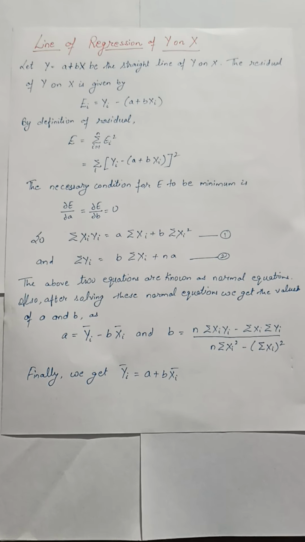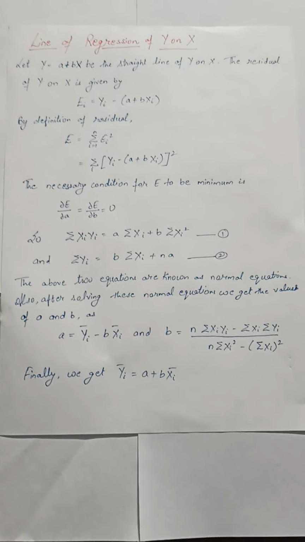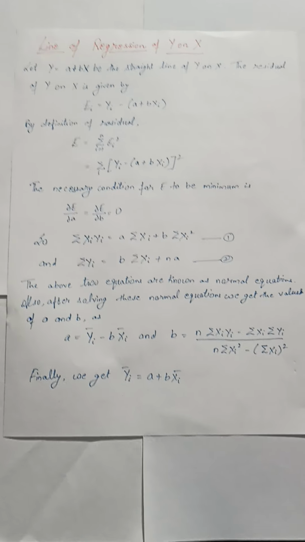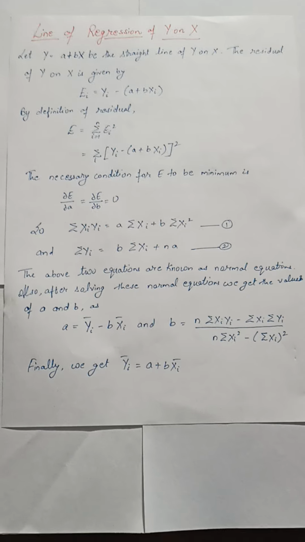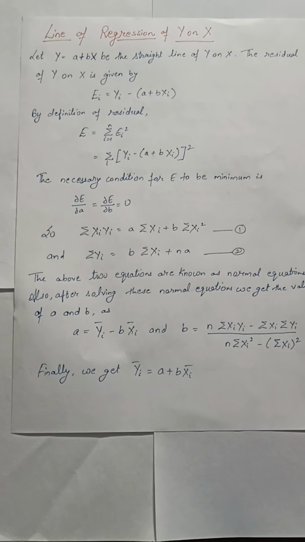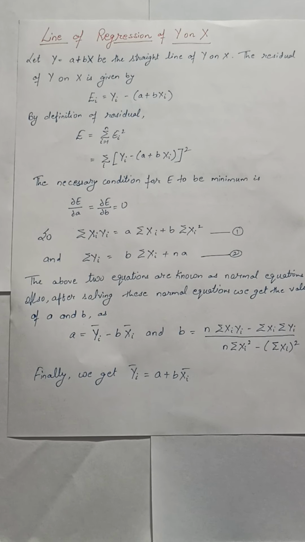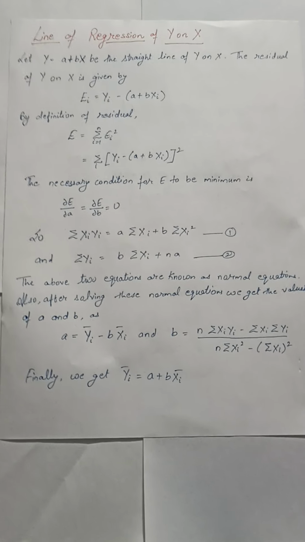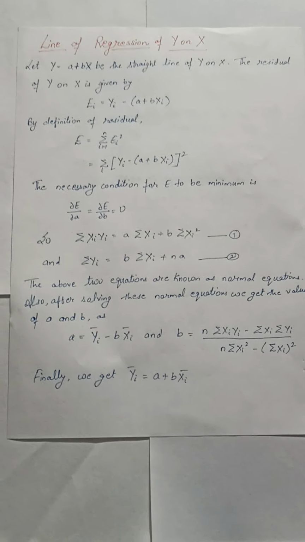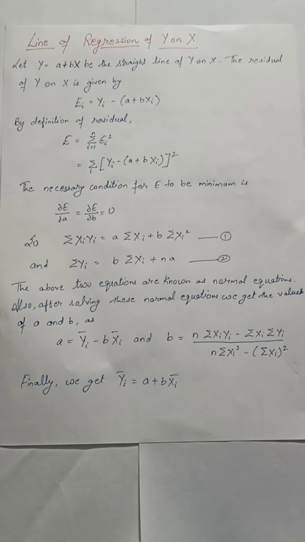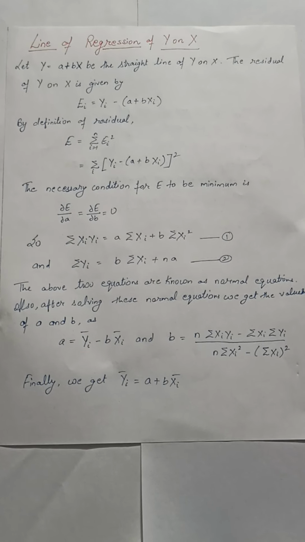So, we are doing unit number 2 of our course, that is regression. And the next topic of the chapter is line of regression of y on x. Let y = a + bx be an equation representing the straight line of y on x, where we can say that y is dependent upon x. So the residual of y on x is given by ei = yi - (a + bxi).